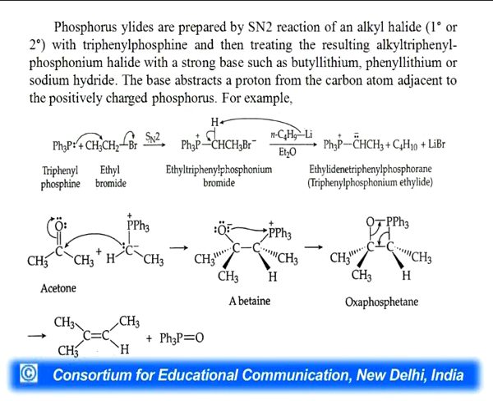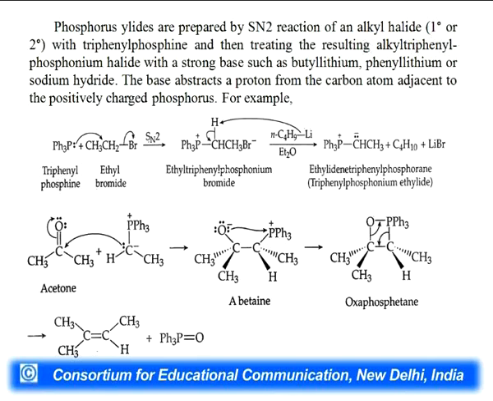How are phosphorus ylides prepared? They are prepared by an SN2 reaction of a primary or secondary alkyl halide with triphenylphosphine, and then treating the resulting alkyltriphenylphosphonium halide with a strong base such as butyllithium, phenyllithium or sodium hydride. The base then abstracts a proton from the carbon atom adjacent to the positively charged phosphorus.